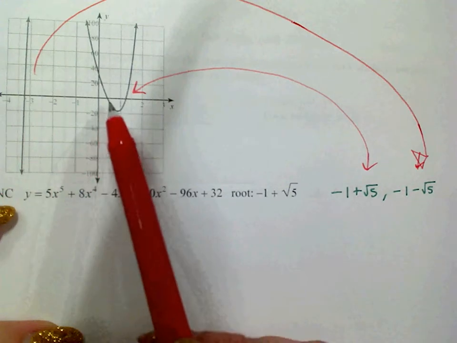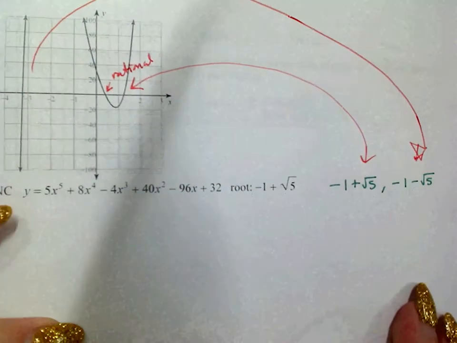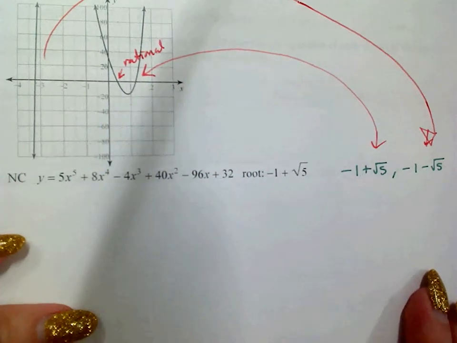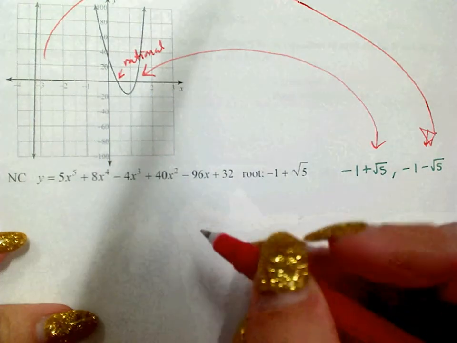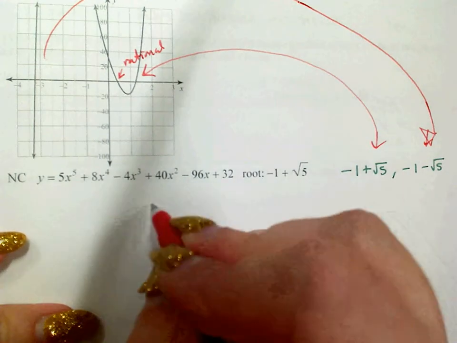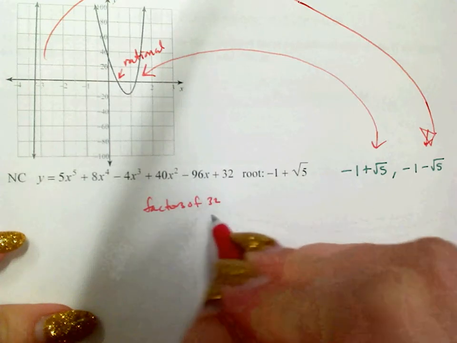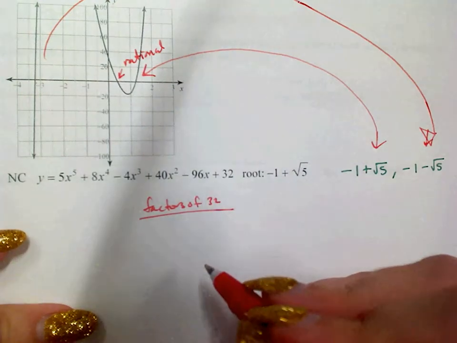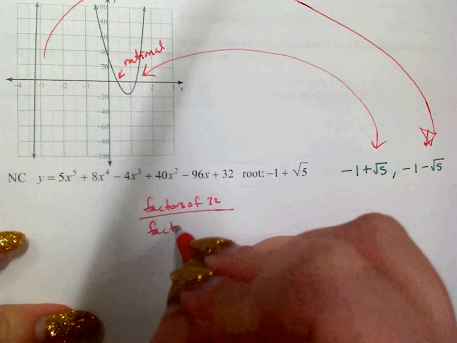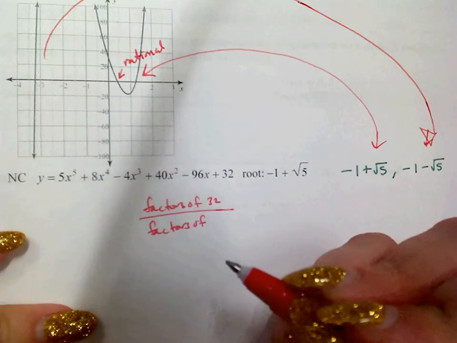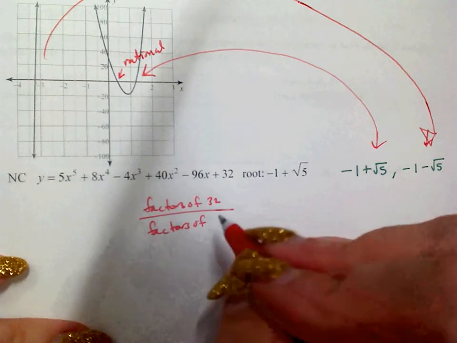What's my constant, guys? 32. So the factors of 32, of which there are many, divided by the factors of what? What goes on the bottom? The factors of the leading coefficient. What are the factors of 5? Which means my only options are whole numbers and fifths.